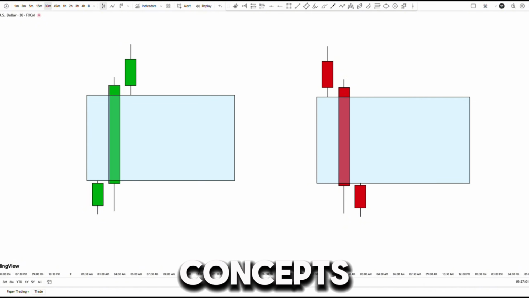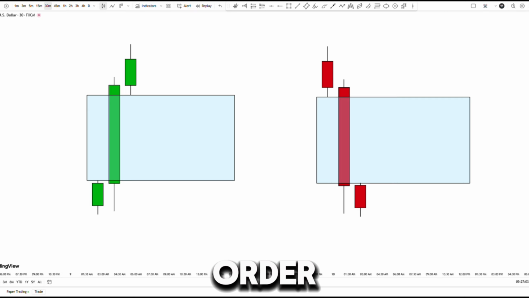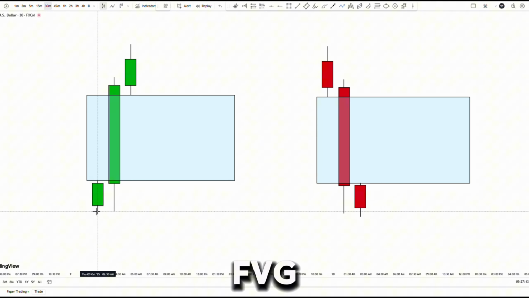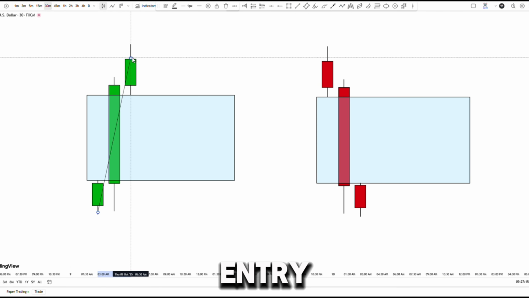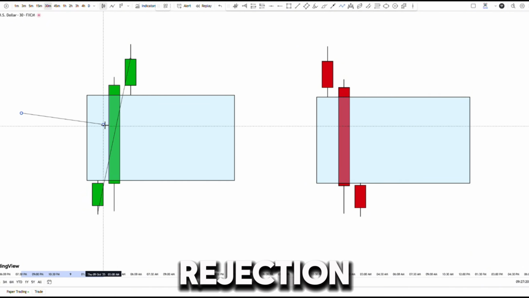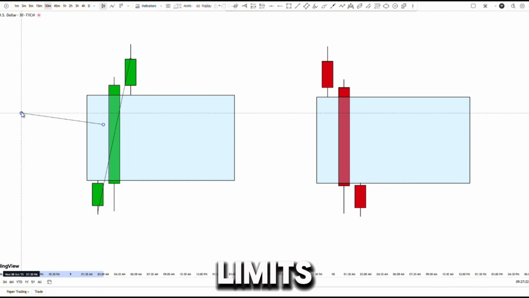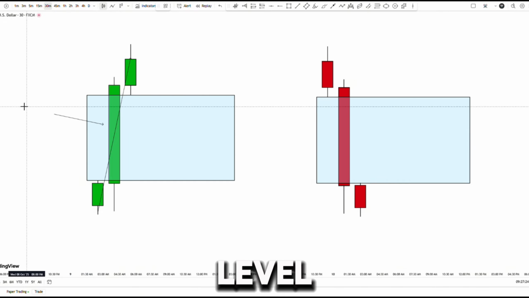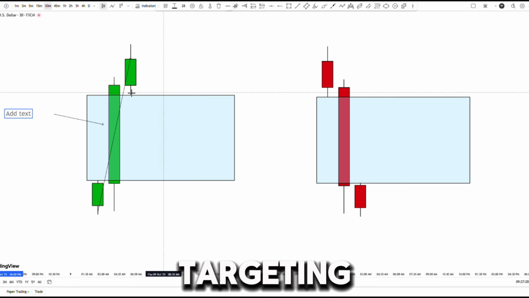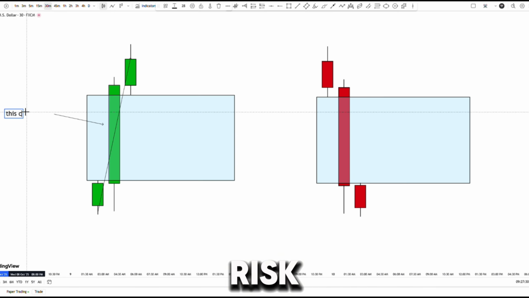Combine with other concepts. Pair FVGs with order blocks, breaks of structure (BOS), liquidity grabs, or moving averages for confluence. For example, enter trend continuations after a pullback to an FVG in the trend direction. Entry strategies: use classic retests. Wait for rejection patterns like pin bars or aggressive limits at the 50% FVG level. For gap fills, enter when price approaches, targeting the opposite side.